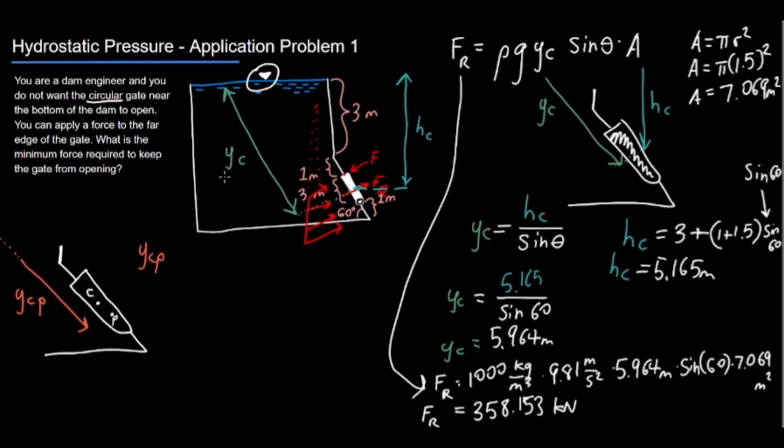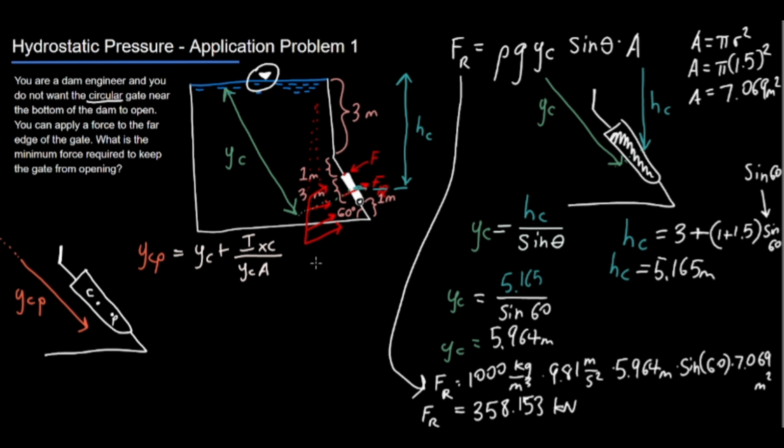ycp is equal to yc, which is the centroid y, plus ixc over yc times the area. And this is the moment of inertia of our gate, of the shape that we're trying to deal with.